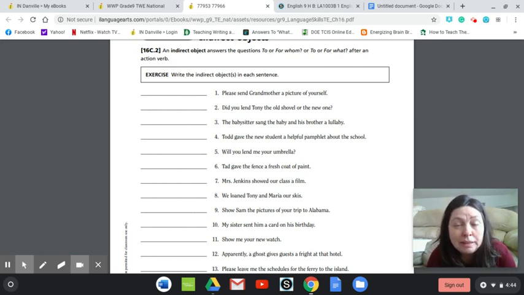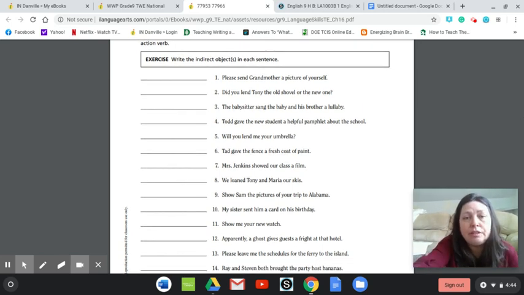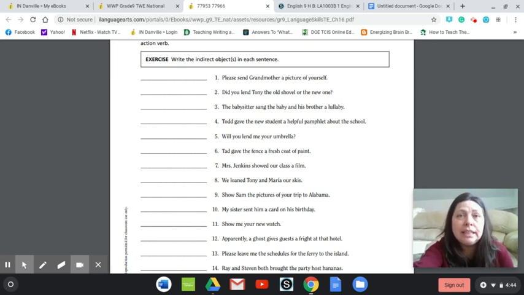One way to kind of think about these, just a little trick, if you ever get a little confused. If you could rewrite the sentence with a prepositional phrase, then you probably do have an indirect object. So I could write this, the babysitter sang a lullaby to the baby and his brother. Now they become the object of the preposition, so they're not indirect objects anymore in that sentence. But because I know I could rewrite it that way, that means I do have an indirect object.